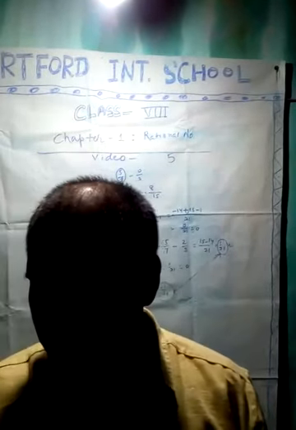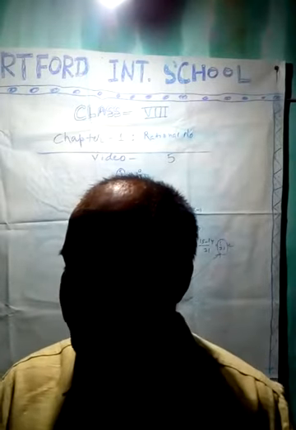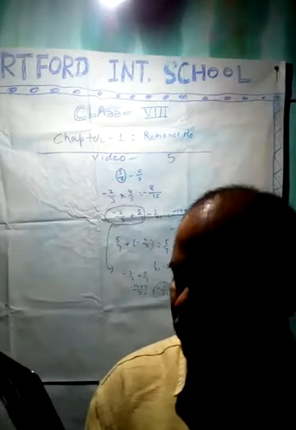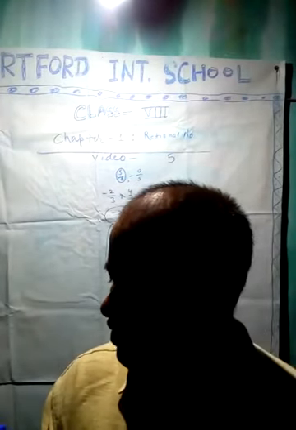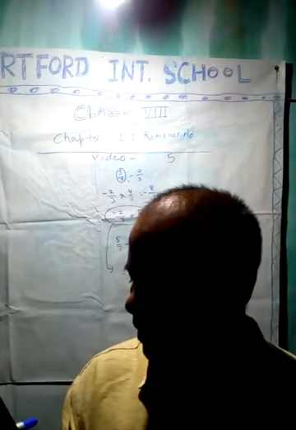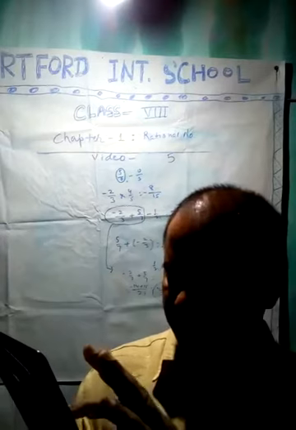Next one, integers. Associativity of the four operations for integers can be seen from this table. Addition is associative, subtraction is not associative, multiplication is associative, division is not associative.